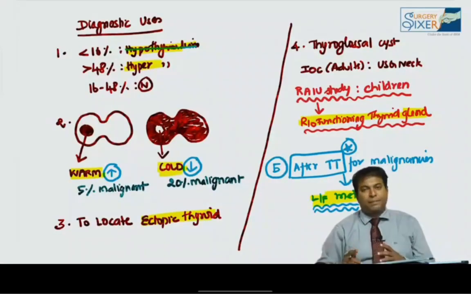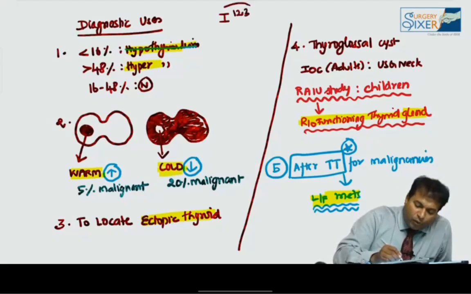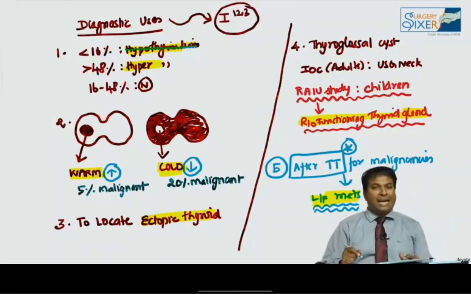Very important use to look for METs. So these are the diagnostic uses, and for diagnostic uses we mostly use iodine 123. Iodine 123 is mostly used for diagnostic purposes.